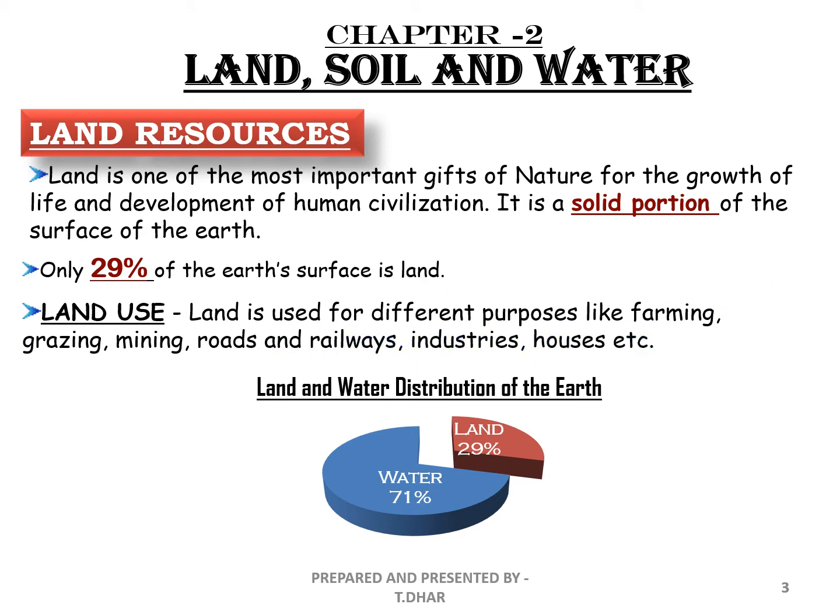Now, use of the land. Land is used for different purposes by human beings. In fact, almost all the activities are being done on land. That is farming, grazing cattle, then mining of different minerals, building roads and railways, industries, houses, etc. So land is being used for different purposes.